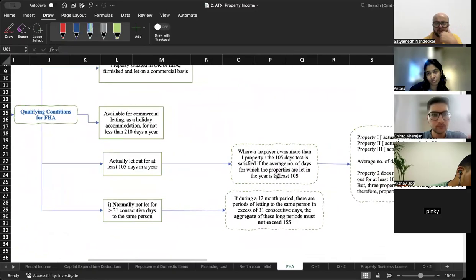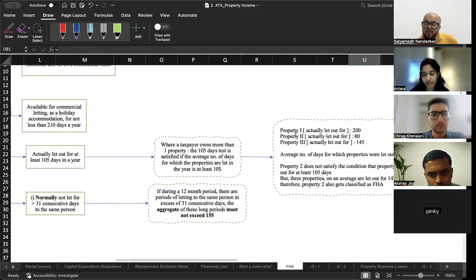There is a relaxation here, ठीक है? Where a taxpayer owns more than one property, the 105 days test is satisfied if the average number of days for which the properties are let in the year is at least 105. ठीक है? Now, what does that mean? There is property 1 which was actually let out for 200 days, property 2 which was actually let out for 80 days, and property 3 which was actually let out for 145 days. Now, what is the average number of days for which the property was let out? 200 plus 80 plus 145 upon 3, which comes down to 142. So the property was actually let out on an average for 142 days.